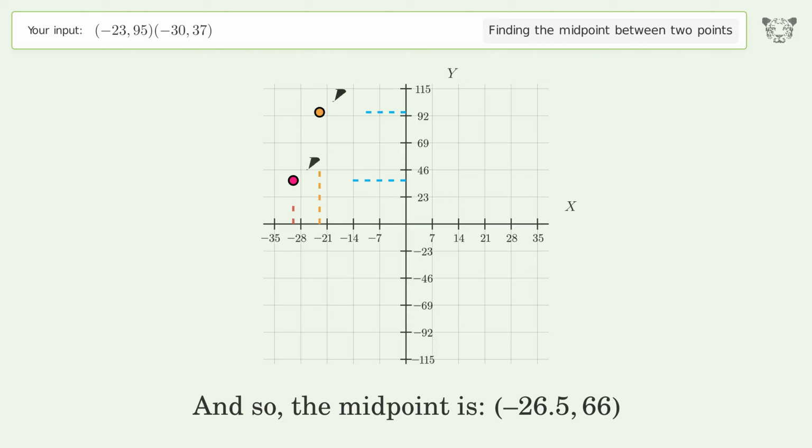And so, the midpoint is negative 26.5, 66.